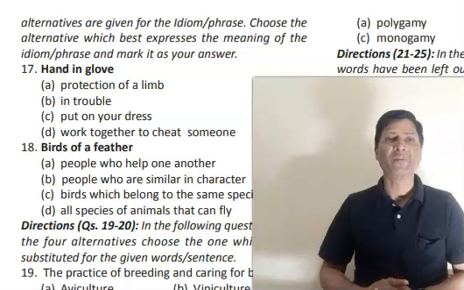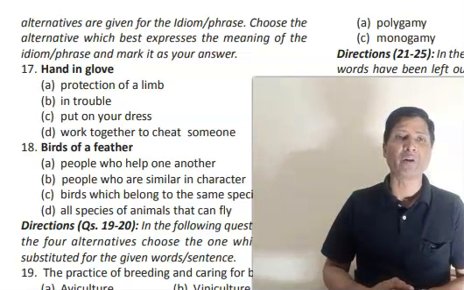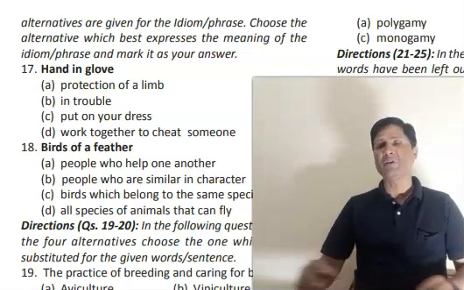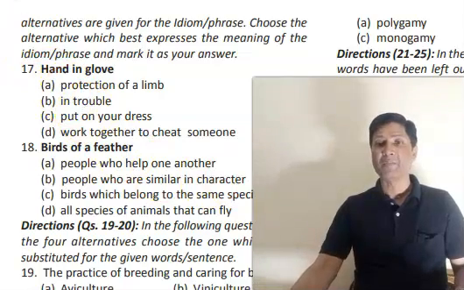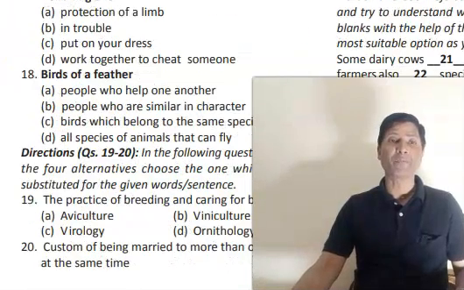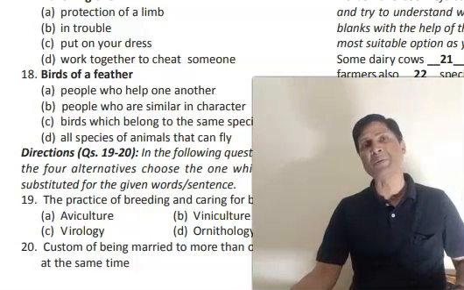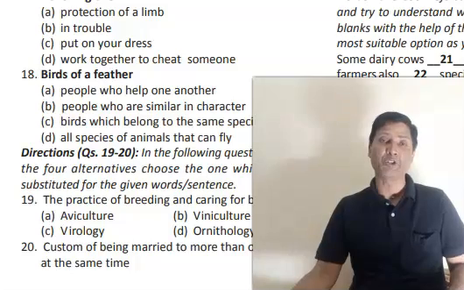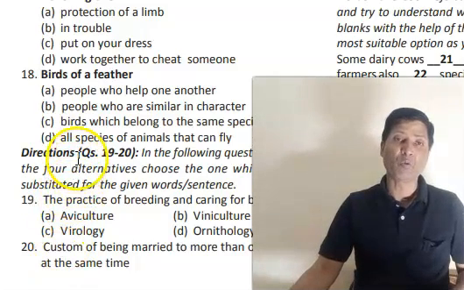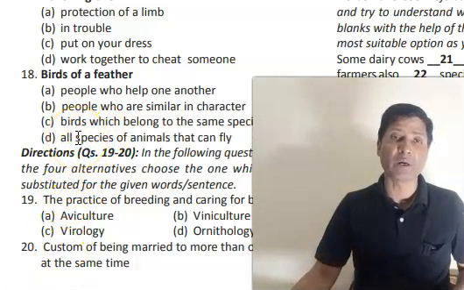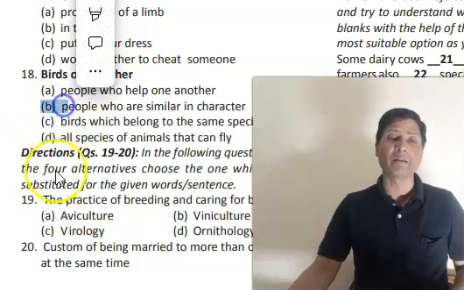So protection of a limb, no. In trouble, put on your dress. Work together to cheat. Answer D will be the right answer. Now talking about birds of a feather. When we talk about birds of a feather, that means we are talking about people of similar character, similar in nature. So people who help one another, wrong answer. Who are similar in character, B will be the right answer.